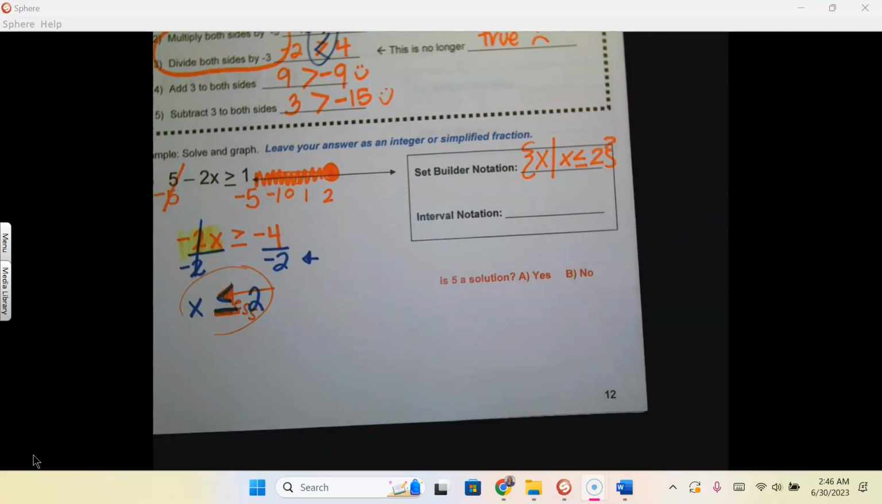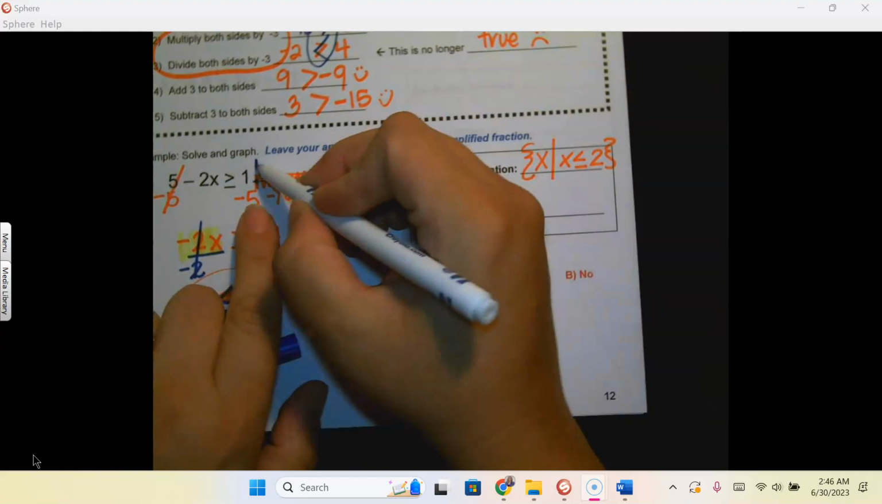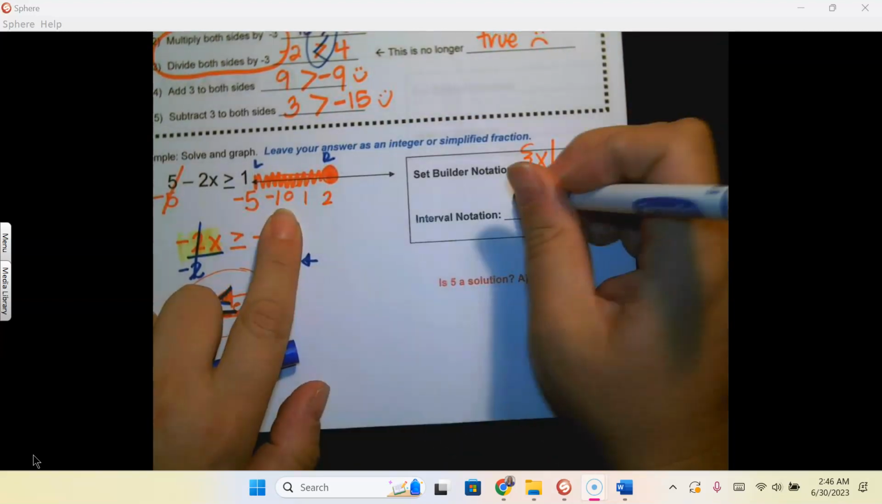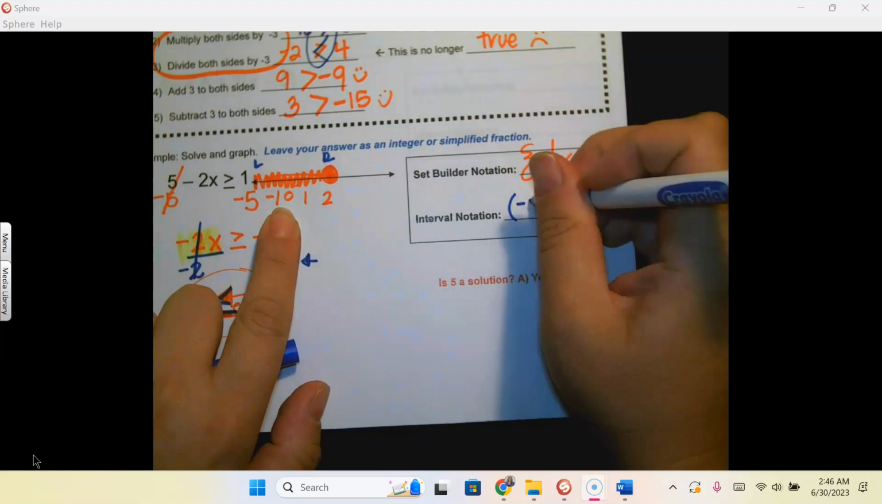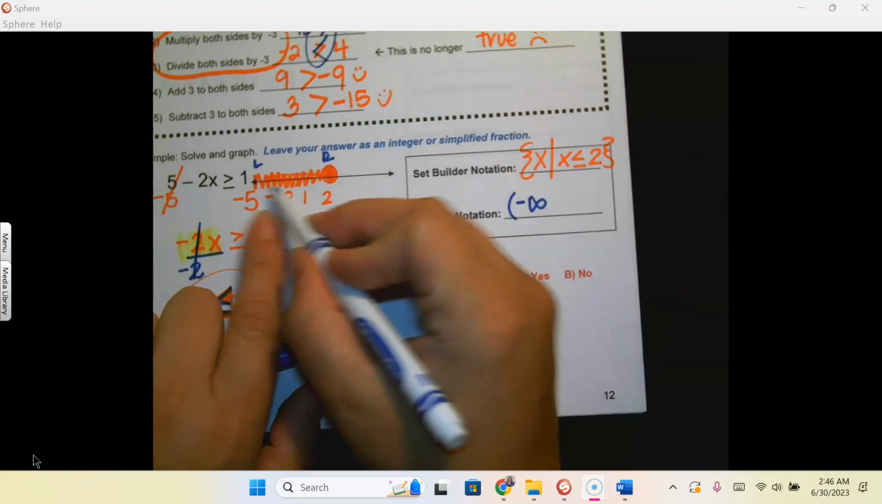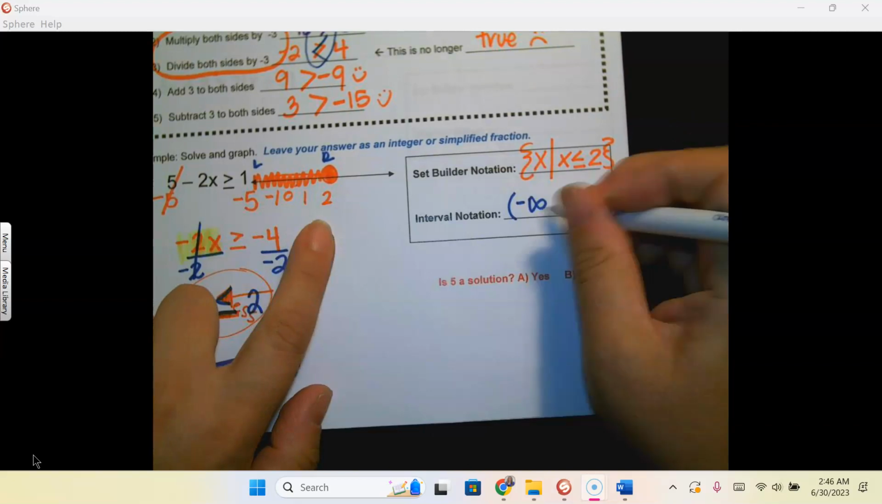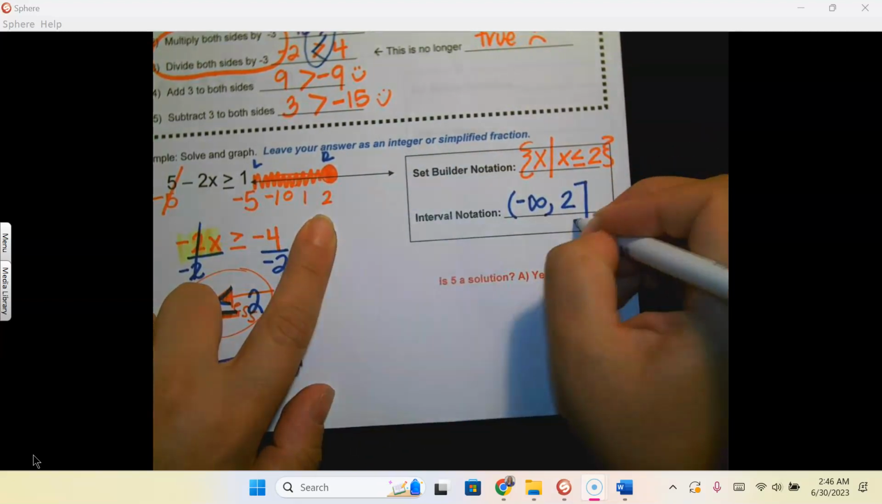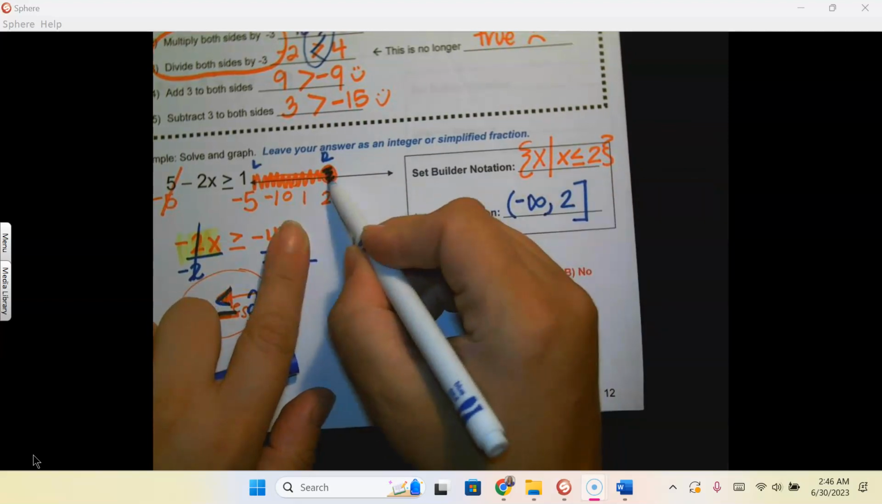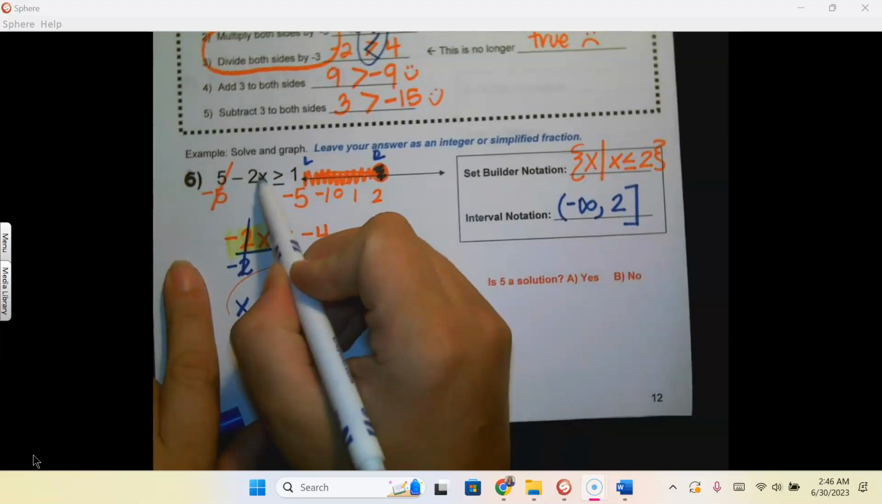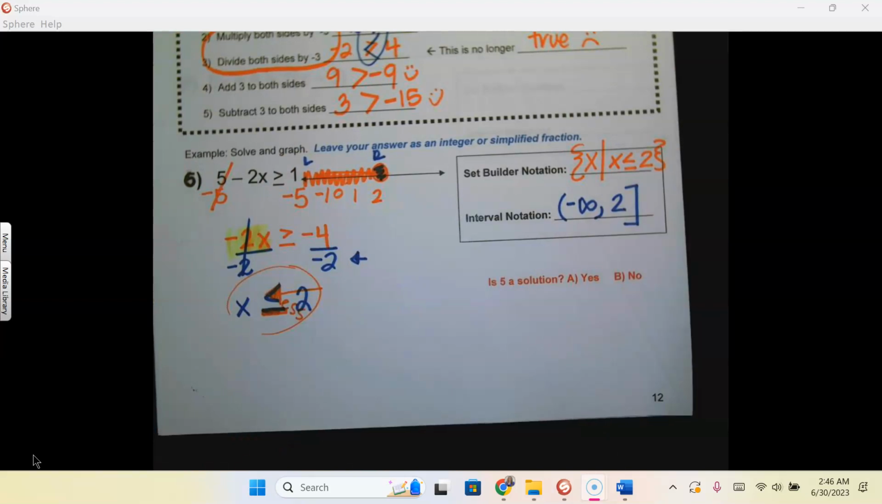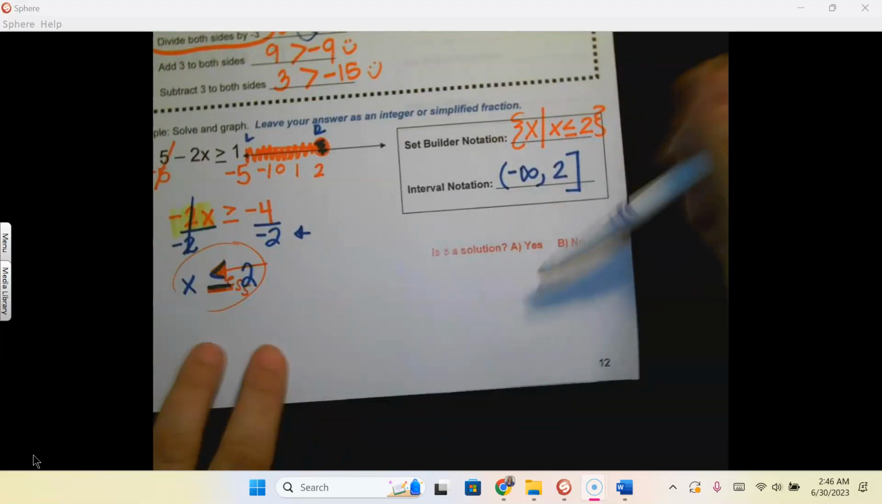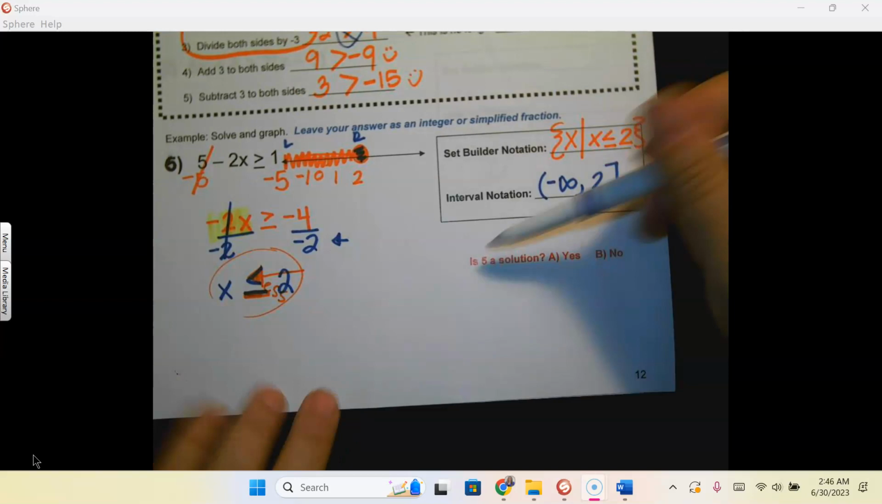Now interval notation is where you look at the graph from the left to the right. So we always put parentheses around infinity, and we put a negative because this is the negative side on the left, and then a comma, and then it stops here at 2. And we're going to put a bracket there because 2 could go back in for x in this spot.